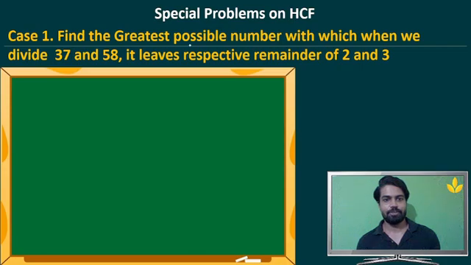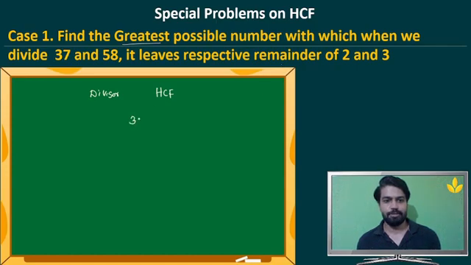Find the greatest possible number which, when we divide 37 and 58, leaves the remainders 2 and 3 respectively. That means we are talking about the divisor, the greatest divisor. That means we are talking about the highest factor common to both these numbers, but these are not the actual numbers because they are not exactly divisible. They are giving a remainder of 2 and 3.